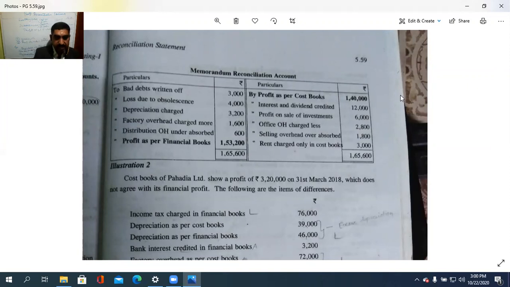So this is the thing we need to study. The reconciliation statement means the rectifying statement between costing profit and the financial profit. So if the statement is prepared, it is called reconciliation statement, profit reconciliation statement, or statement of cost showing the costing profit and the financial profit. While if it is an account prepared, it is the memorandum reconciliation account.